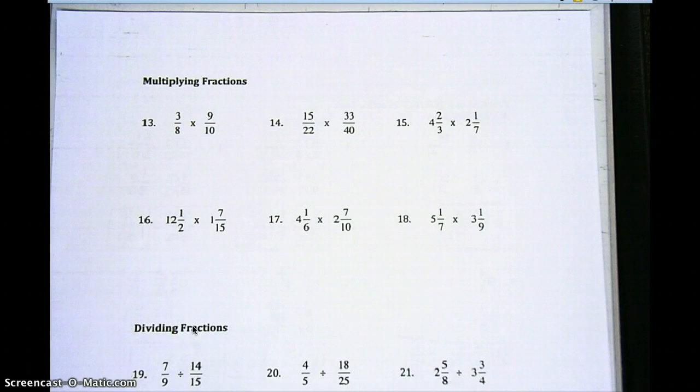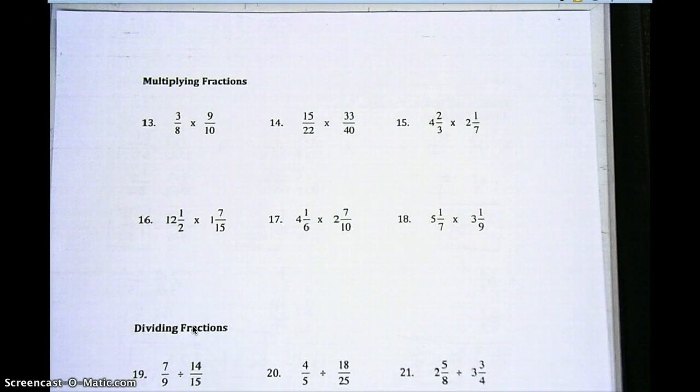This is a video that's going to help you with multiplying fractions and mixed numbers. Multiplying fractions is actually very easy. All you have to do is multiply the top and multiply the bottom. But before I do that, I always like to reduce the numbers so I don't have such big numbers to multiply, or after I multiply them, such big numbers to reduce.